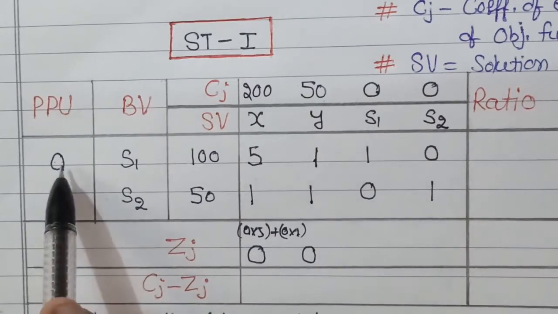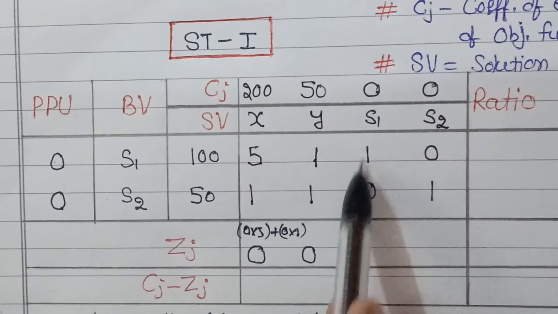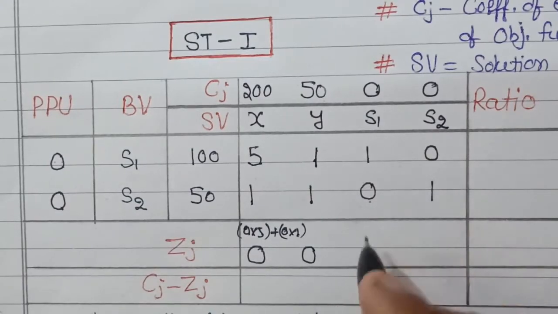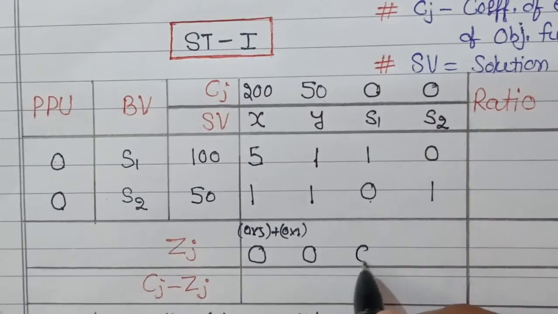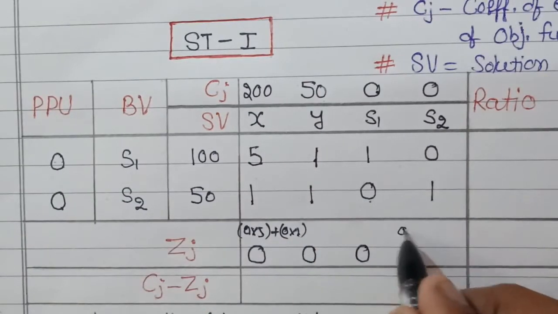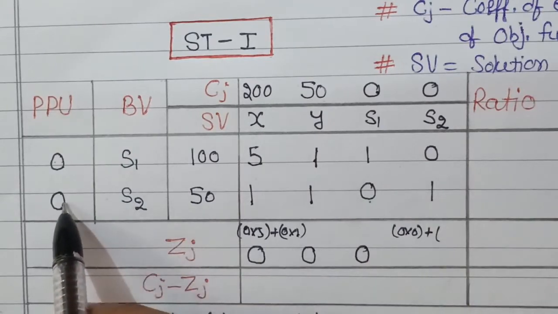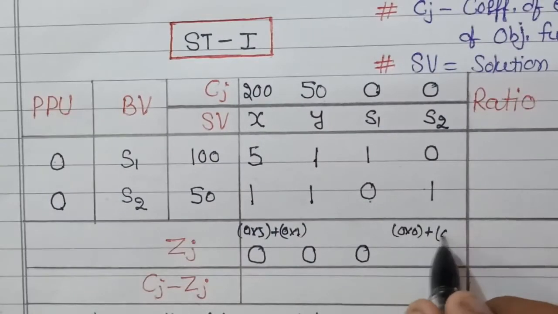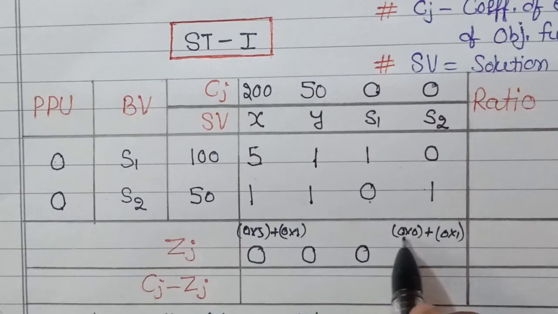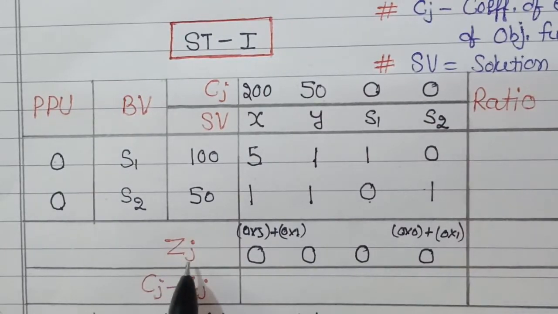Again, if you multiply this 0 with 1 and this 0 with 0, both the values will be 0. If you add these two zeros, the value again will be 0. Similarly, if you multiply this 0 with 0 and then add the multiplication of this 0 with this 1, the total will come out to be 0. Okay, so we have found the value of Zj for all these columns.